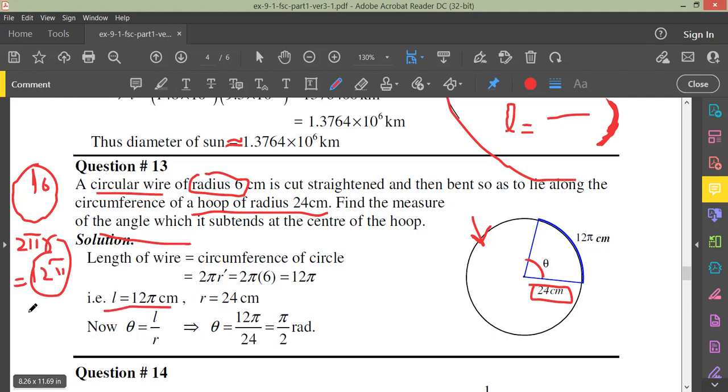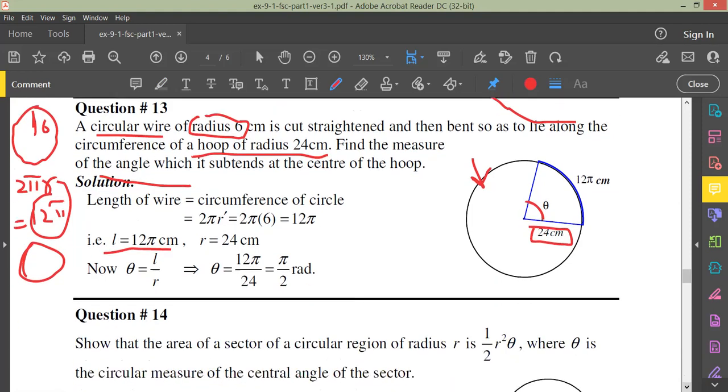This L is not a straight length. This is a circular wire. This is 12 pi. R is equal to 24. So theta is equal to L over R. We know the formula: theta will be equal to L over R. Find the measure of the angle which is subtended at the center of the hoop.